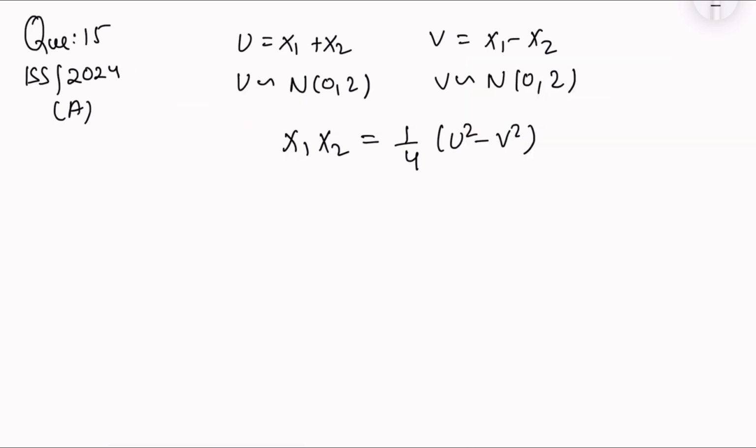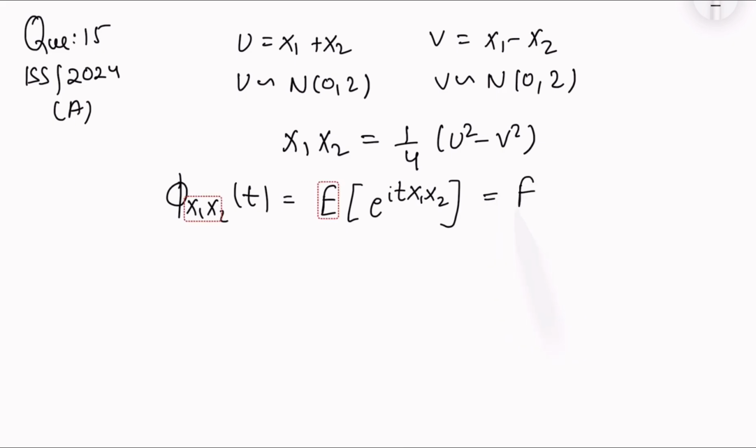So now, after finding the values of X1 and X2, what can we do? We just have to find the characteristic function of X1 times X2. That means we have to find phi X1X2 of t. So using the formula, what can I write? I can write the expectation of e to the power i t X1 times X2. Now you already know the value of X1 times X2, which we derived in the above line.